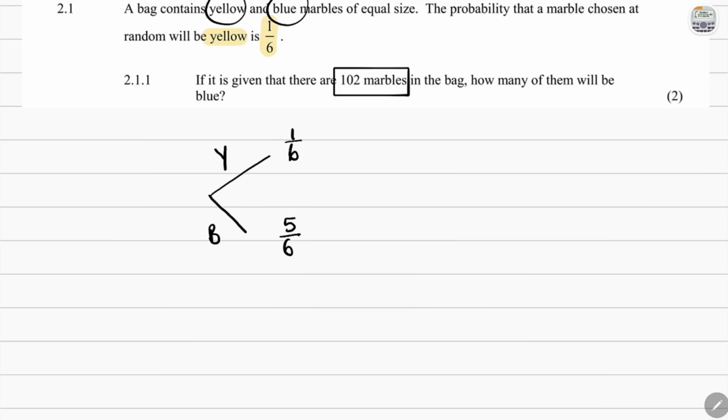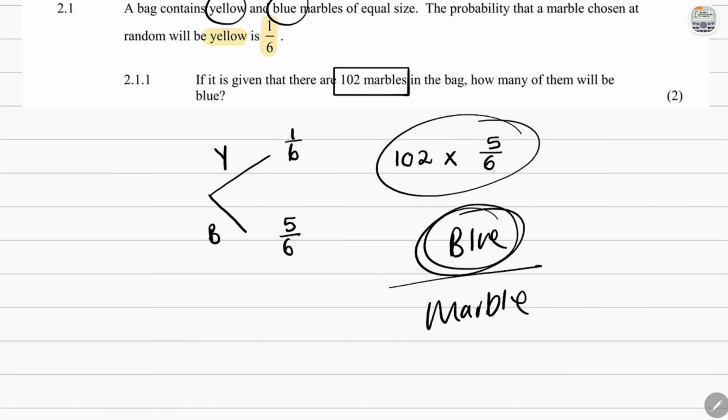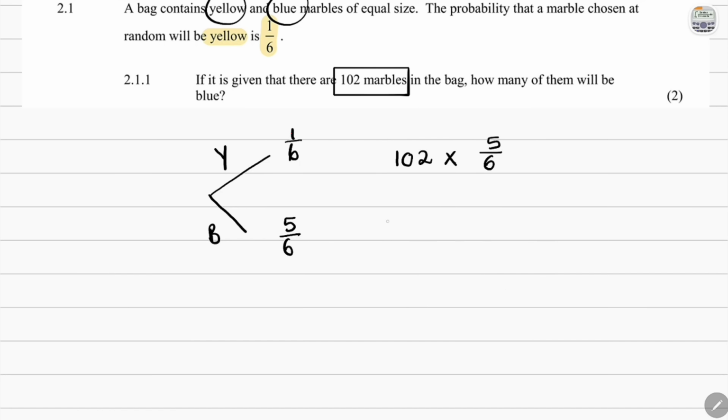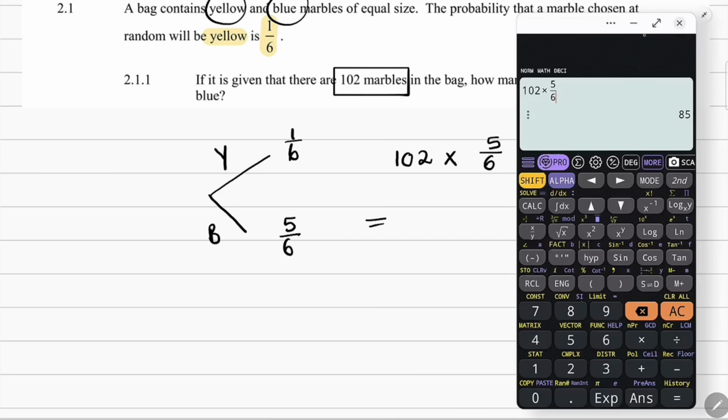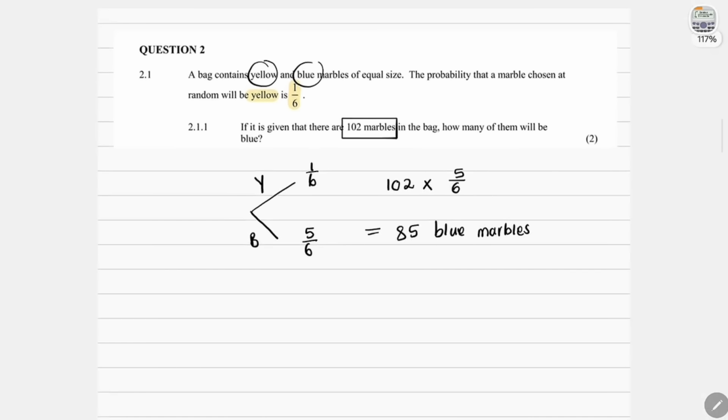And so if there are a total of 102 marbles, you're just going to say 102 multiplied by 5 over 6, so you can see the total blue marbles in the bag, since there's a 5 out of 6 chance of selecting a blue marble. We would always take the total amount of blue marbles over the total marbles in the bag, and that is why this is going to tell us the total blue marbles. So this is equal to 85. That means there's simply 85 blue marbles. And that is our answer. Moving on to the next question.